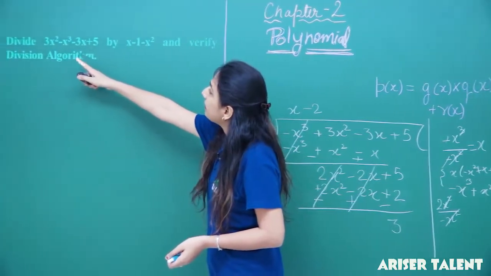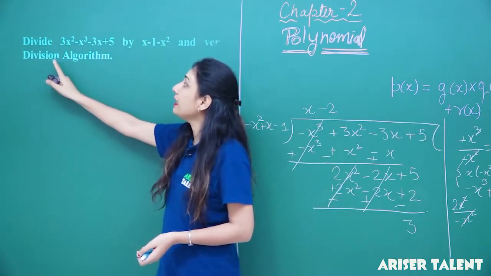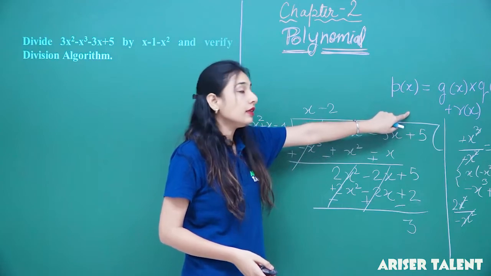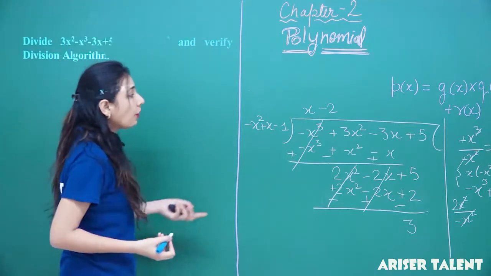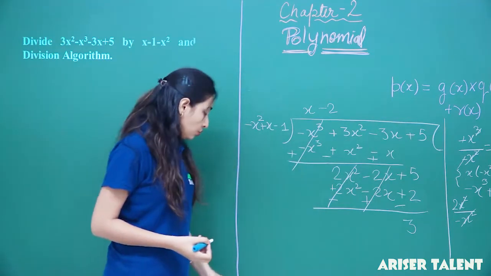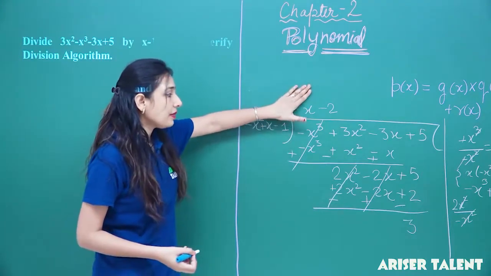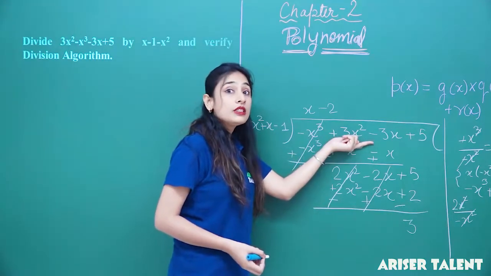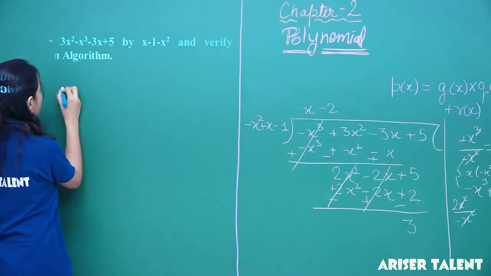Now we have divided this term by this term and we have to now verify division algorithm. So I have told you the division algorithm here, Px equals to Gx Qx plus Rx. So our Px is what? Minus x cube plus 3x square minus 3x plus 5. So to prove this, we have to just multiply this term by this term and then add this term and look whether it is equals to this dividend or not. Okay, so just do it with me.